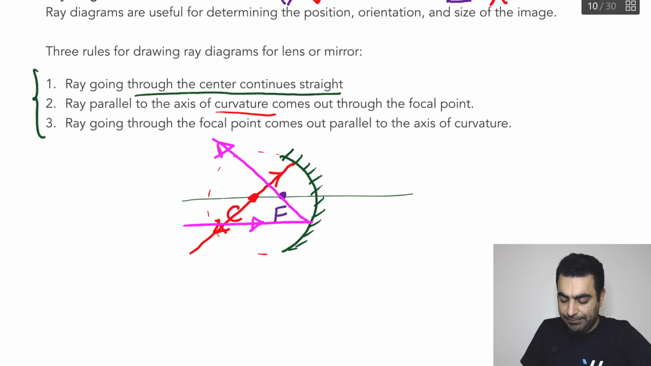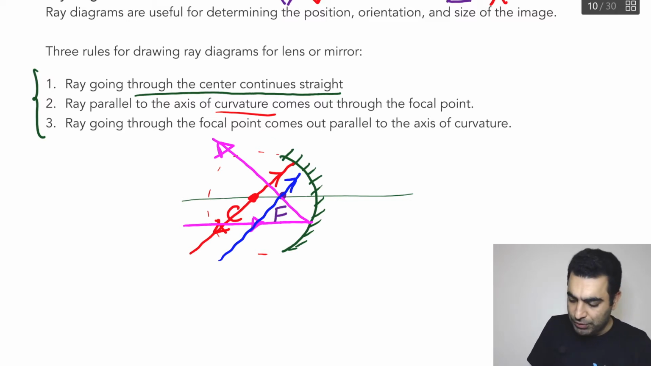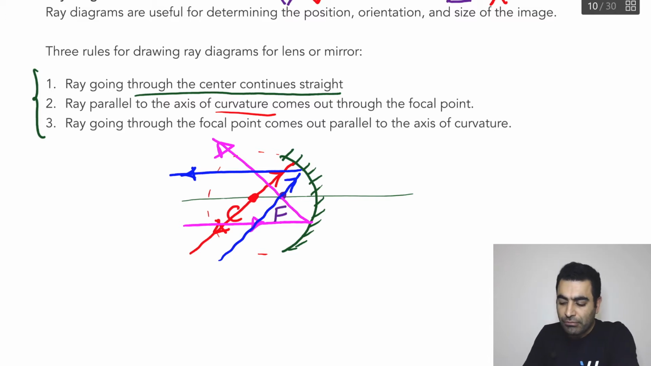That's the second type. And finally, the last type would be a ray which is going through the focal point and then comes out parallel to the axis of the curvature. That's a kind of reverse of the pink ray shown here. Let me use a different color for that. Imagine we have a ray which is going to pass through the focal point. Let's consider this one. After reflection, it is going to reflect back parallel to the axis of the curvature. This is the third type. We can use any two of these possible rays to find the location of the image produced by each of these mirrors or lenses.